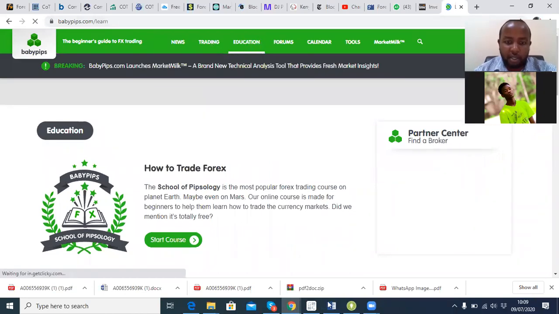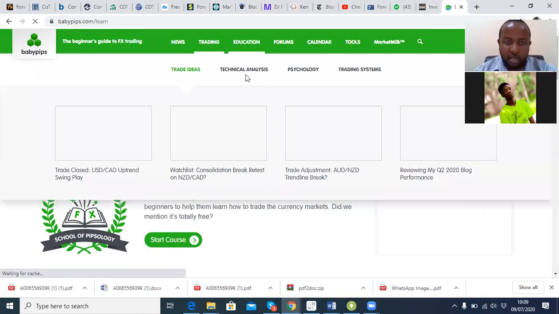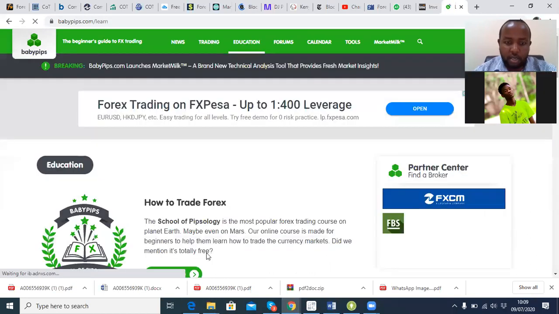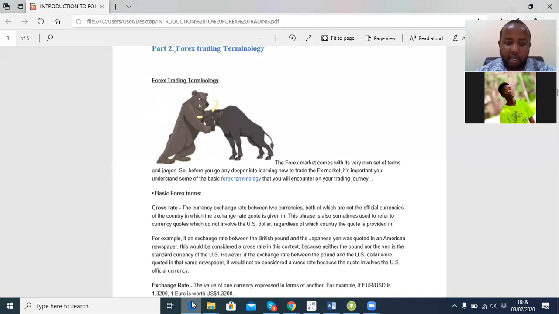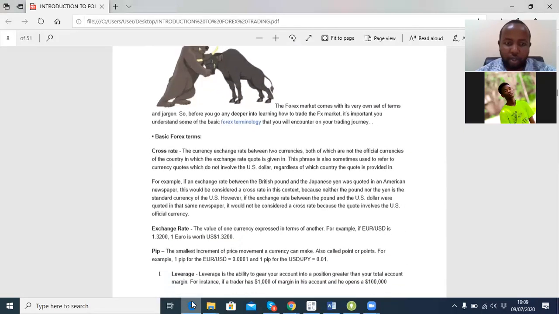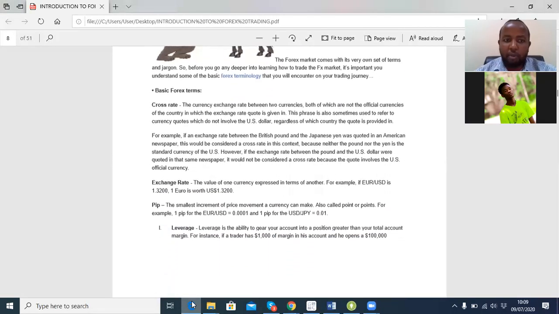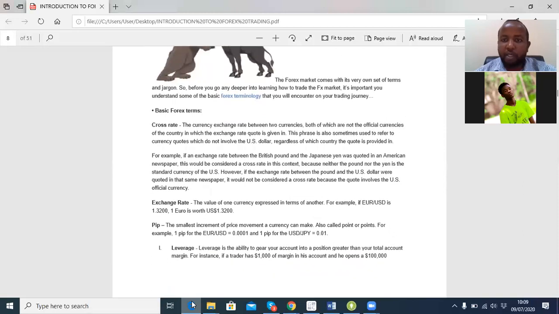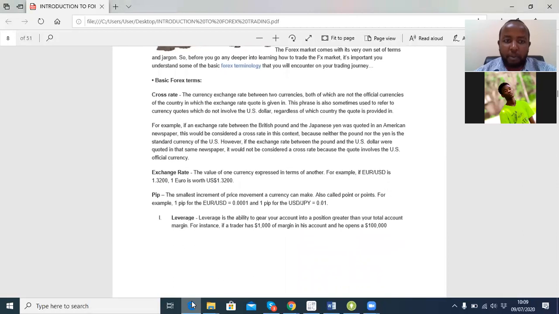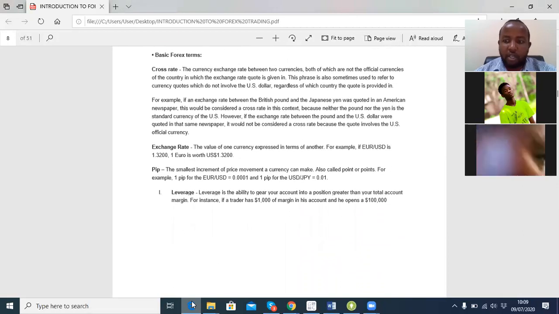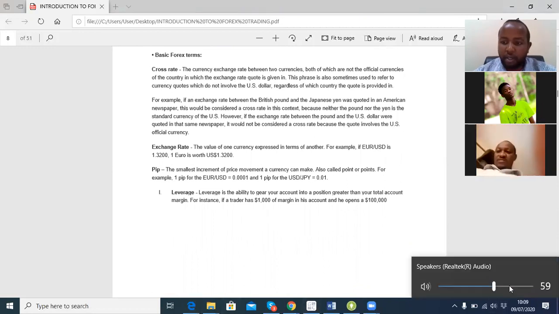Just a minute. So let me use my syllabus, what I usually use, to understand margin. So these are just some of the terms we usually use. The forex market comes with a very good set of terms and jargon.